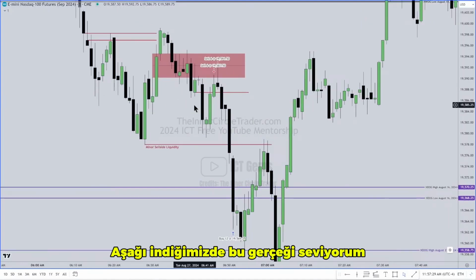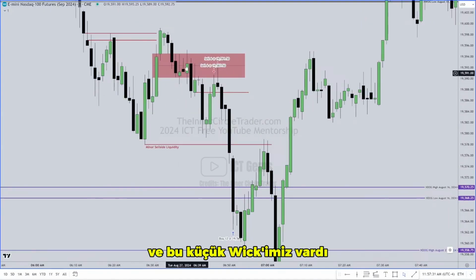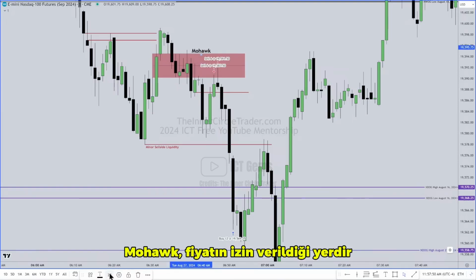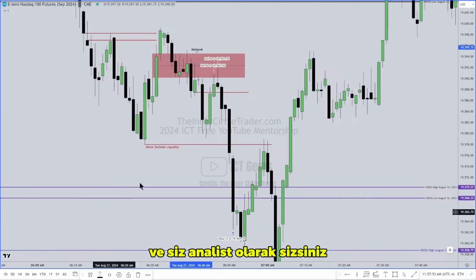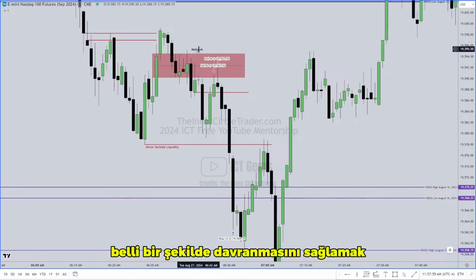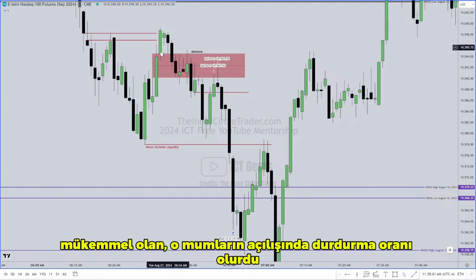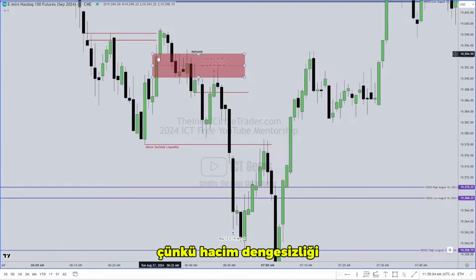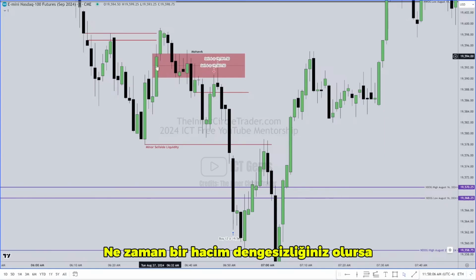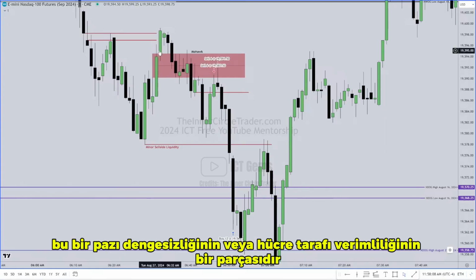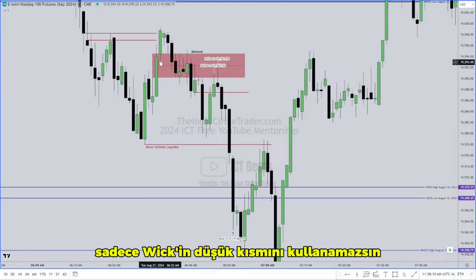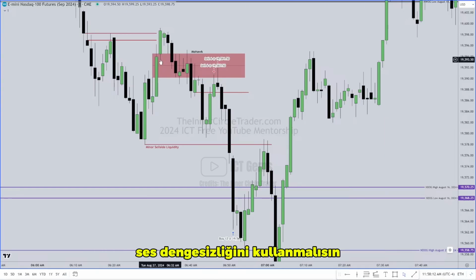I love the fact that when we dropped down and we had this little wick, that little wick right there is a mohawk. And a mohawk is just where price has been allowed and you as the analyst afford it to behave in a certain manner that is just outside of what would be perfect. Perfect would be to stop it right at that candle's open because there's a volume imbalance. Whenever you have a volume imbalance that's part of a buy-side imbalance or sell-side inefficiency, you cannot just use the low of the wick. You got to use the volume imbalance.